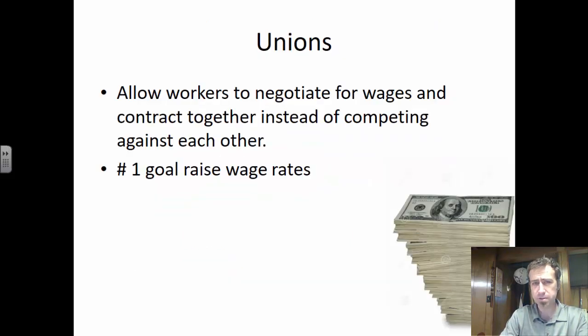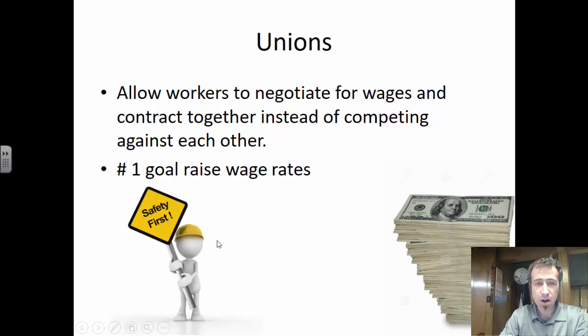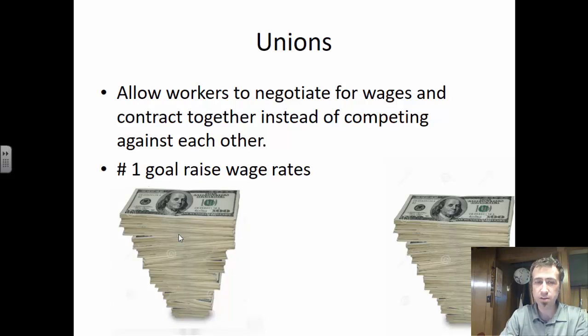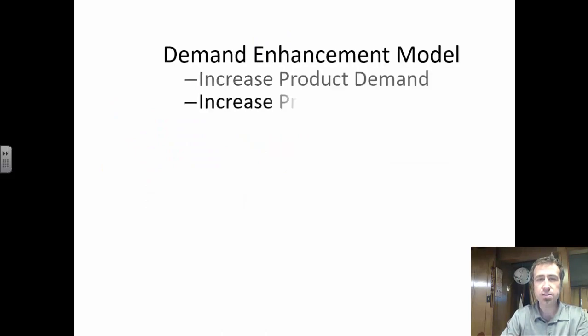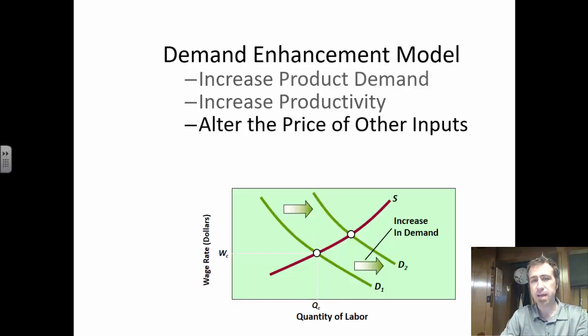So now let's talk about unions. Unions have a way of helping bring up the wages, right? That's what they're about, bringing in more stacks of cash. That's their number one goal, to raise wage rates. And yes, they are about bringing more safety to a workplace, but their number one goal is increasing the wage rates. So how do they do it? Well, they're trying to increase demand in some cases. They might increase product demand, increase productivity, or alter the price of other inputs, all to raise demand, therefore bringing up the wage of the workers.